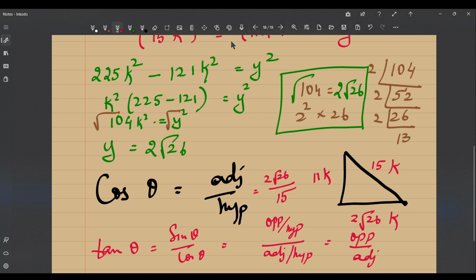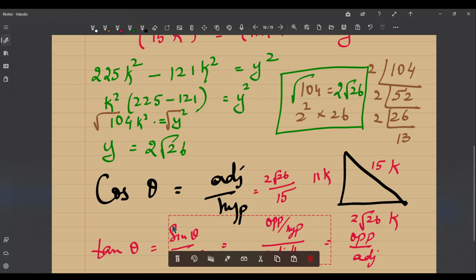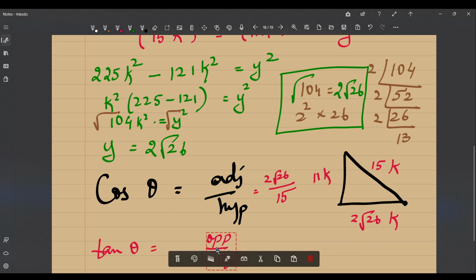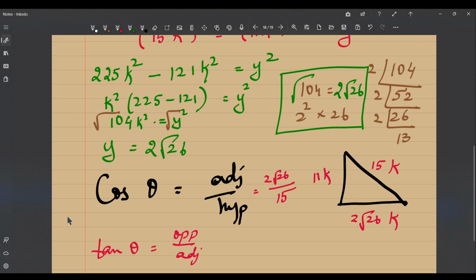This part can be skipped. The more you work out sums, of course you will be made to work out by your schools. So you can just say opposite by adjacent. Tan theta is opposite by adjacent. So now since we have the ratios, the opposite is 11k and the adjacent is 2 root 26k. So tan theta is 11 by 2 root 26.